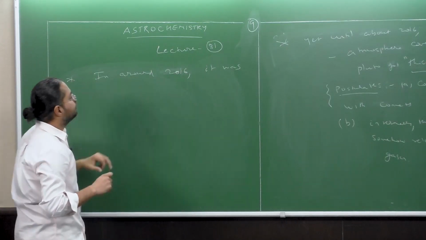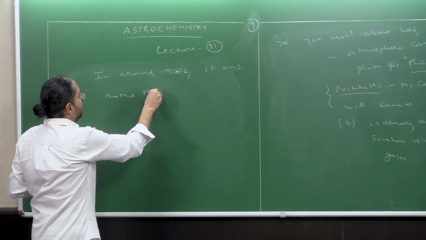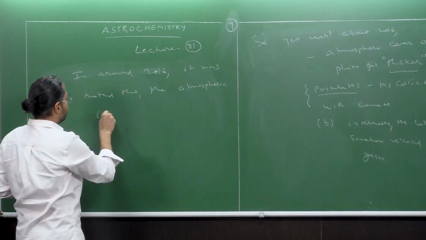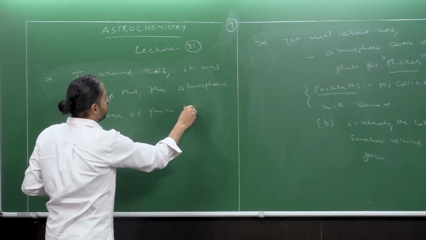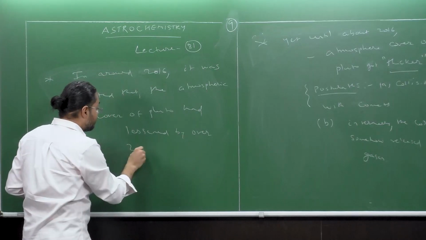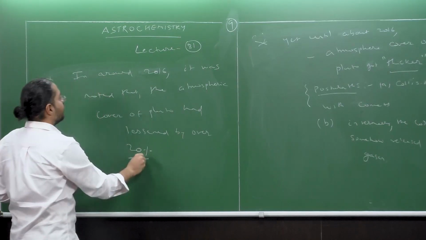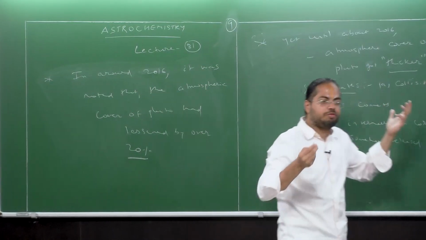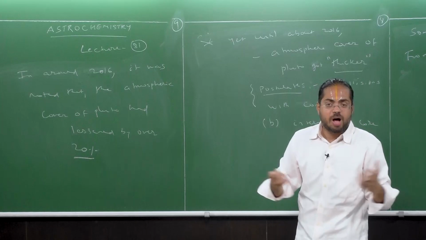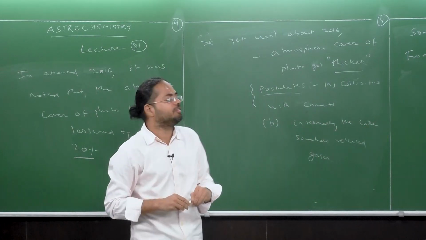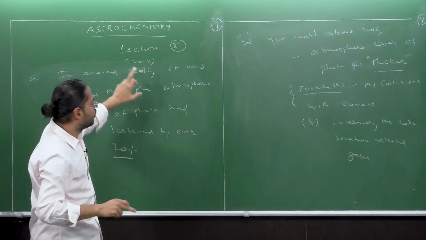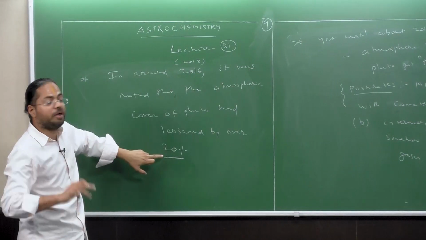Okay, all right. So around 2016, it was noted that the atmospheric cover of Pluto had lessened by over 20%. Notice this. I mean, in a matter of a few years, right? What was becoming thicker and thicker is suddenly getting thinner. Now we have to wait for measurements after a few more years. If I'm correct, this measurement was made around 2016 or 2018. I forget where, but it was by a Japanese astronomer. Okay, the atmospheric cover of Pluto had lessened by 20%.